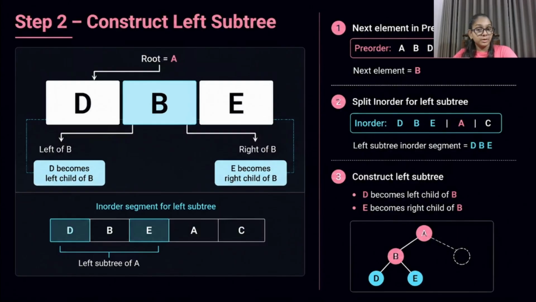Alright, now let's build the left subtree. So after A, the next element in preorder is B. That means B becomes the root of the left subtree. Now let's look at B inside the inorder left segment. Here we can see B right in the middle, so everything left of B becomes the left child, and everything right of B becomes the right child. That means D becomes the left child of B, and E becomes the right child of B. And now the left subtree is complete. Notice how we are repeating the exact same process again. Find the root, split inorder into left and right. That repeating pattern is exactly why recursion works so well here.